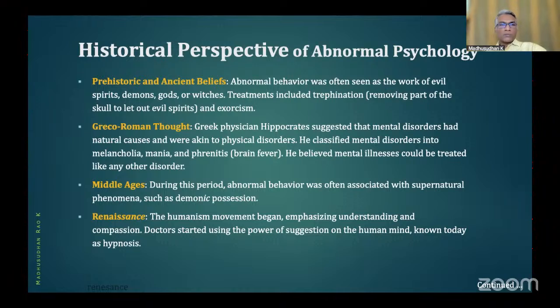So now, prehistoric and ancient beliefs. Abnormal behavior was often seen as the work of evil spirits, demons, gods, or witches. Treatments included removing part of the brain or skull to let out the evil spirit, and exorcism, etc. These were extreme types of treatments which cost many lives. So that was the beginning.